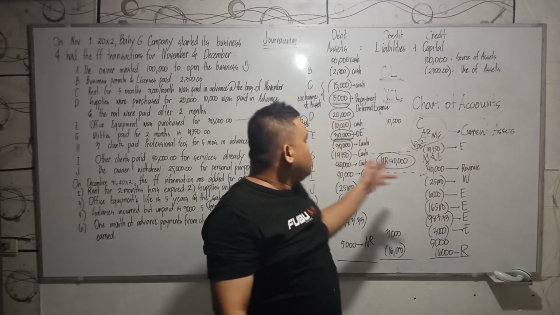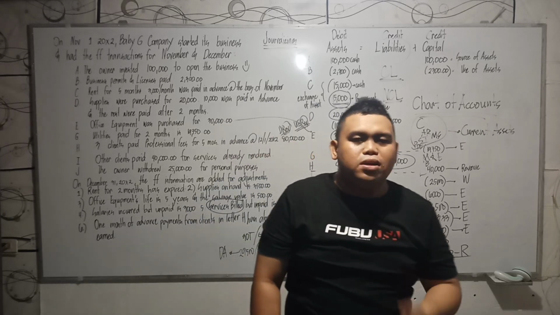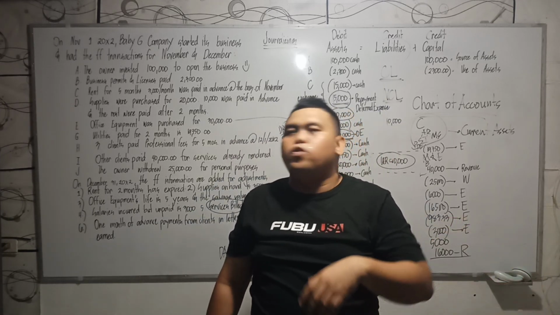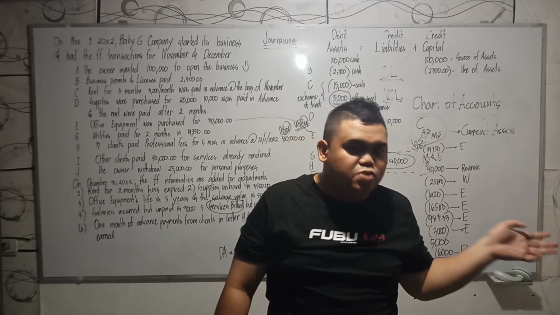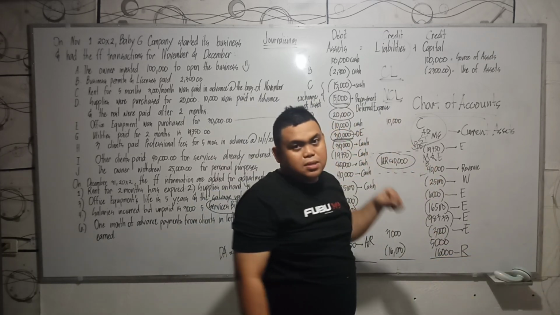Okay? Now, how about non-current liabilities? These non-current liabilities are those liabilities that you have to pay over 3 years, 4 years, 5 years. That means those are long-term liabilities.